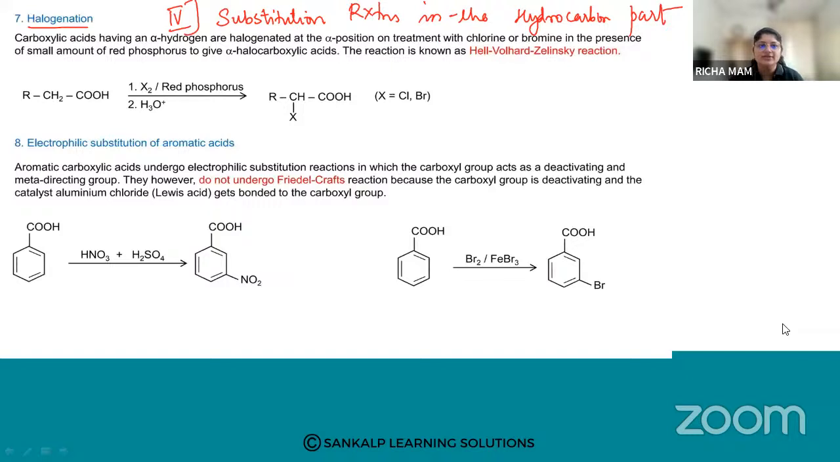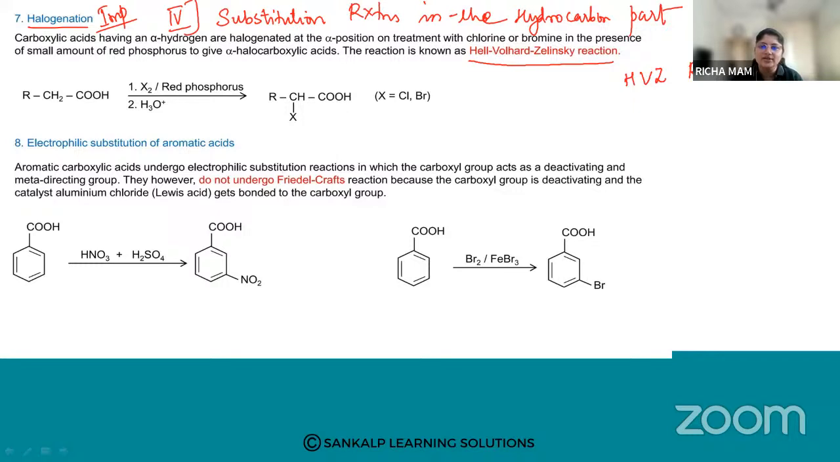So next we are seeing the substitution reactions in the hydrocarbon part. First one is halogenation. Halogenation means we are introducing a halogen in the hydrocarbon part. Mark this also important. Important name reaction: this is the Hell-Volhard-Zelinsky reaction. It is called the HVZ reaction.